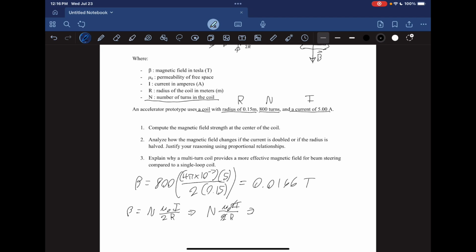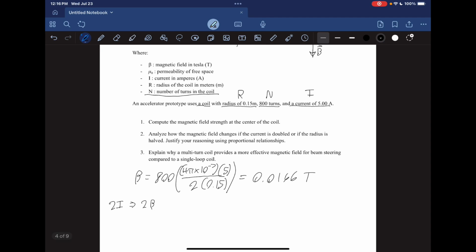Our original equation is N mu naught I over 2R, which could be written as N mu naught I over R times 1/2. And then by multiplying I by 2, we essentially get rid of the 1/2. So we're going to double B. To say that much more simply, if we have double the current, this leads to double the magnetic field strength.